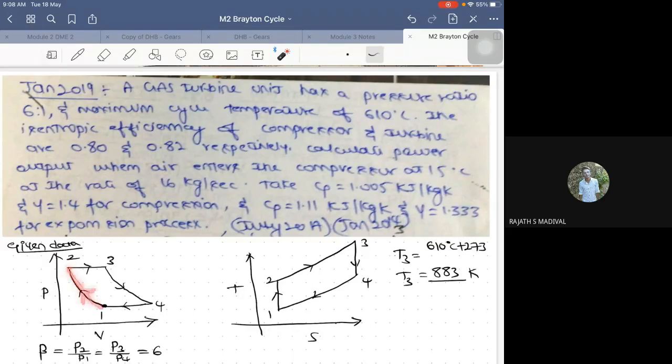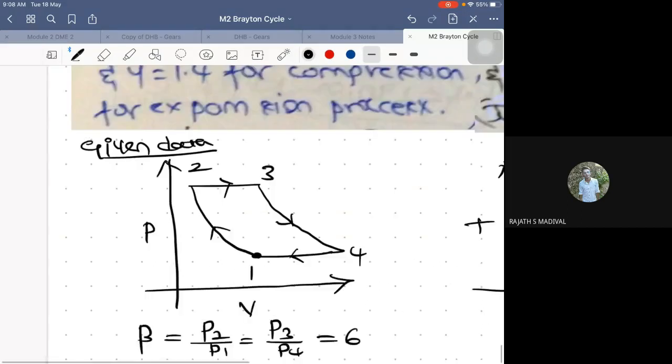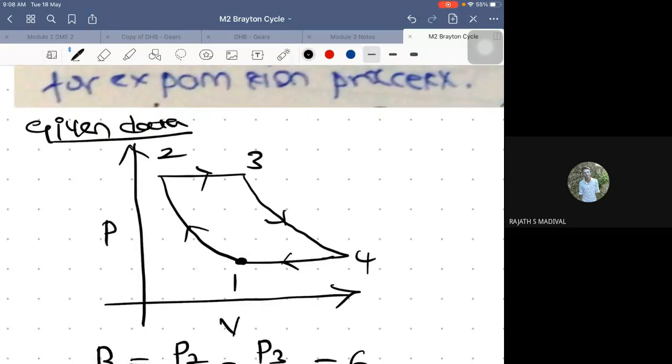Since he has given the isentropic efficiency of the compressor as 0.8 and the isentropic efficiency of the turbine as 0.82, you have to understand that this particular process will not go as an ideal one, which is indicated here, but it will deviate to a certain extent. That deviation you can mark like this. So it deviates like this to meet at 2 dash.